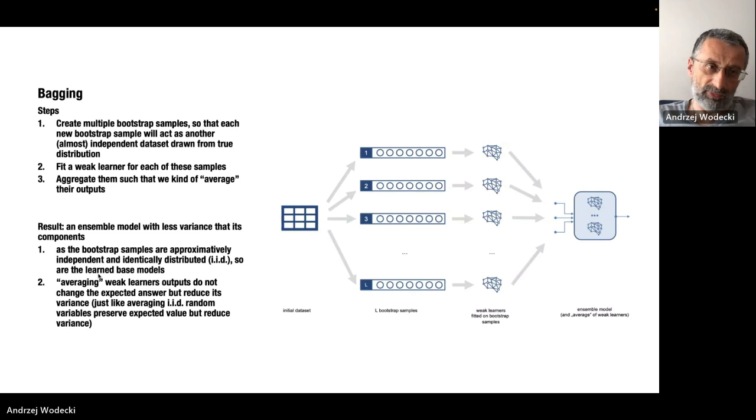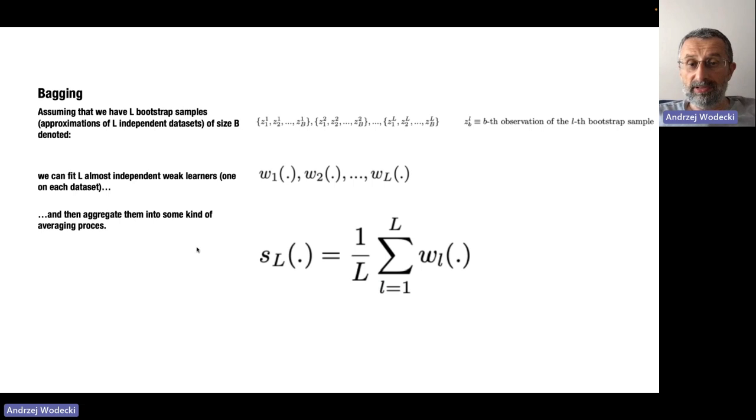Okay. So the procedure: create multiple bootstrap samples so that each new bootstrap sample will act as another almost independent data set drawn from the true distribution. Fit a weak learner for each of these samples. Aggregate them such that we average the outputs. Yep. So this is the procedure.